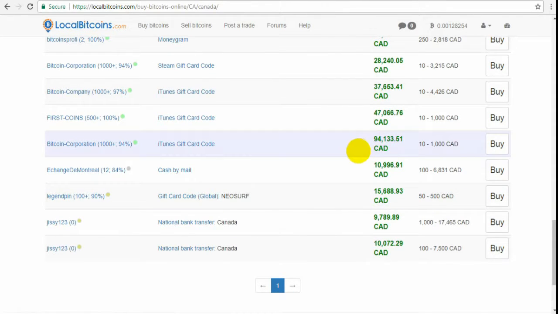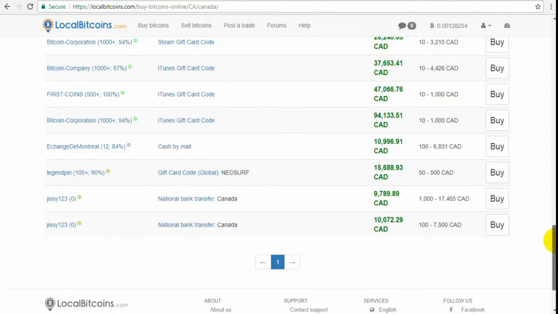iTunes gift card codes. Although the reason for this is because I think people can hack and get iTunes gift card codes for free, and then they're buying Bitcoin with them. Obviously, people are going to want a lot more iTunes gift card codes because they're going to have to turn around and sell those. They're not going to spend $100,000 on iTunes. Although some people might. Cash by mail, you can get it for $11,000. From the exchange to Montreal, gift card codes, $15,000.